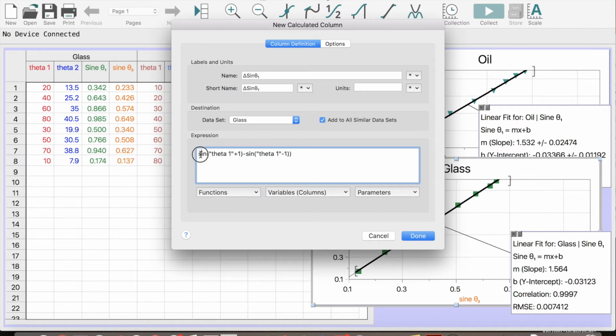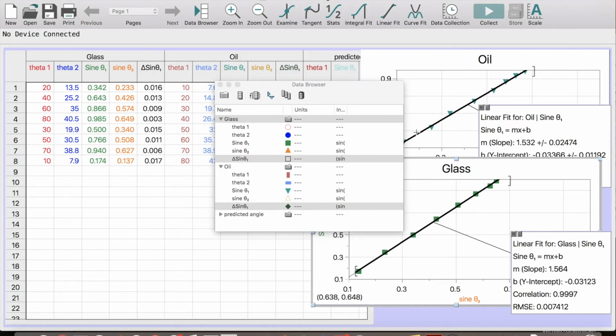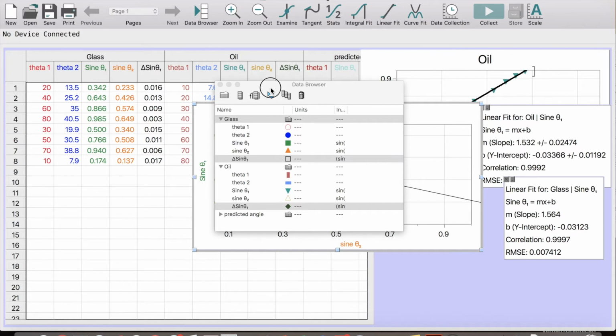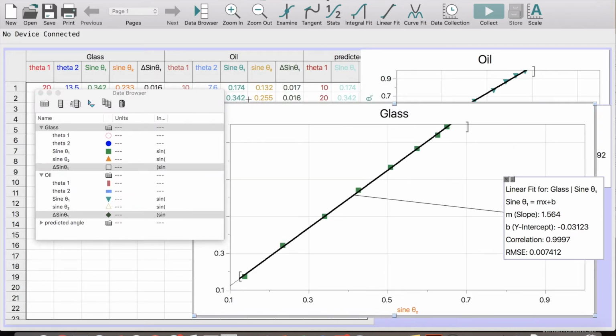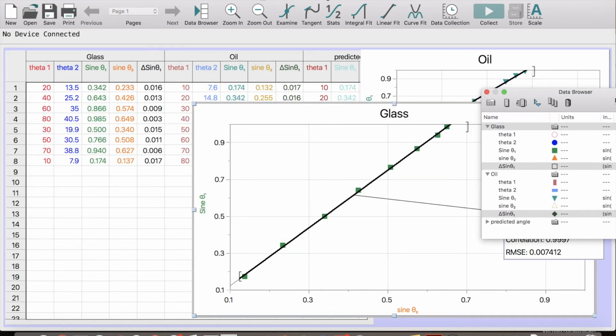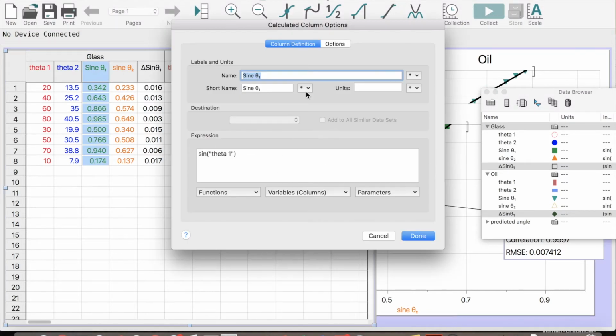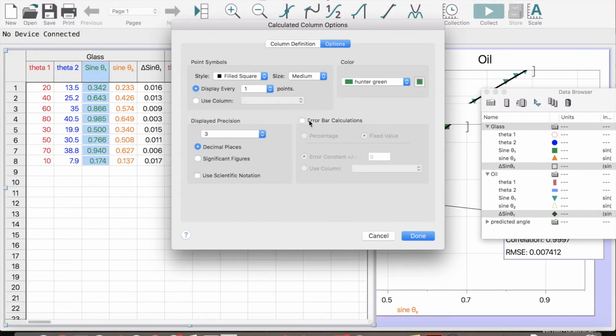And we need to do the whole thing divided by 2. I'll hit done. And you can see if you look on this graph, it didn't really show up, even though we do have an uncertainty column here. So what we need to do is go into the sine theta 1 and tell it to consider that column for our uncertainty.